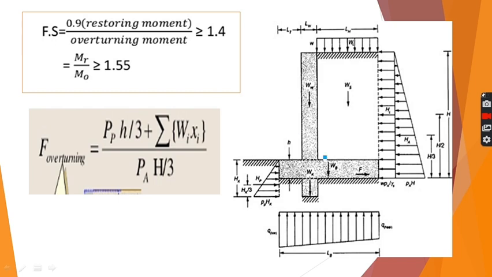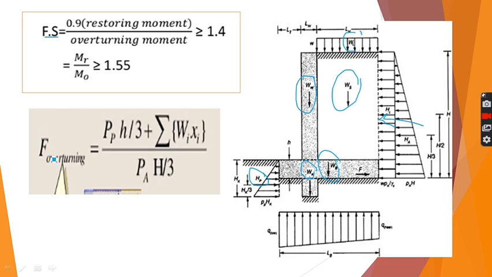So I have explained it. You can see this slide again for better understanding. WS restoring force, WB restoring force, WL restoring force, HP, this is also a restoring force, WE also a restoring force, WX also restoring forces, and these forces HA and H1, these are the overturning forces. So this factor of safety has already been explained.